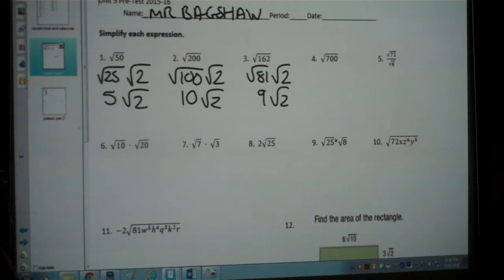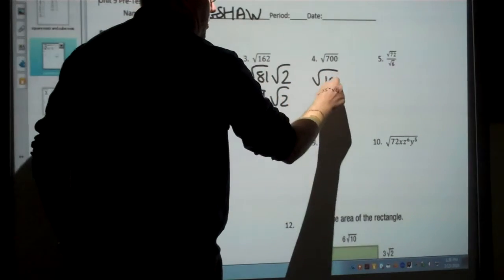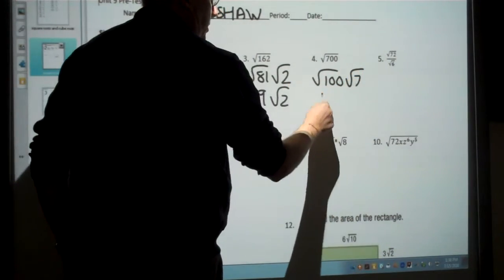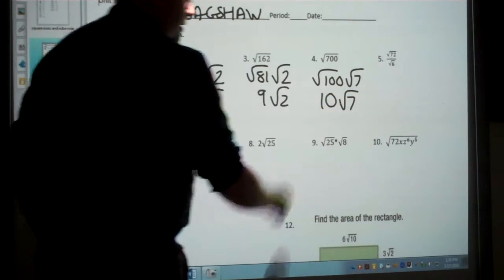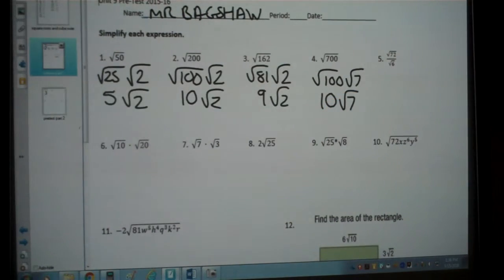Any question with hundreds are always going to be fairly easy to do, because it's just going to be 100 and that number. So the square root of 100 is 10, and then the last number is 7.